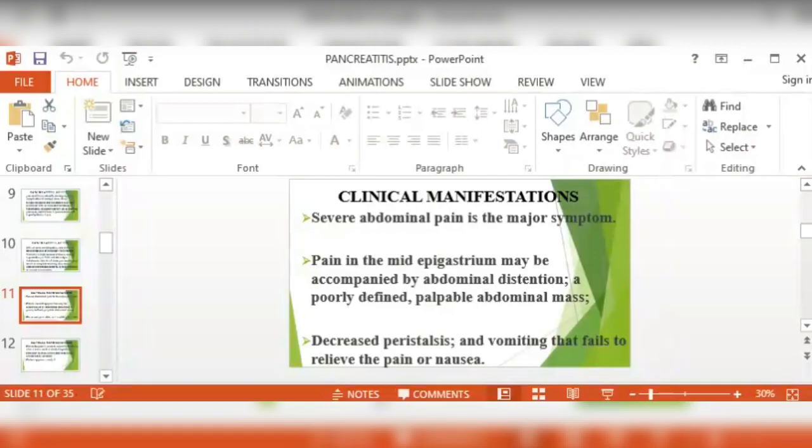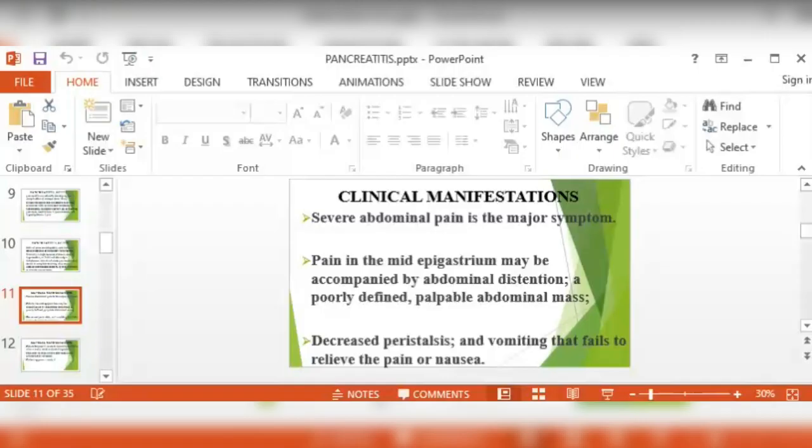Okay. Then sometimes there is a palpable abdominal mass at the epigastric region. So if you palpate the epigastric region of the abdomen, you can feel that there is some mass over there. Sometimes, to some extent, it will feel very tender. You feel some tenderness over there. Is that okay? All right.